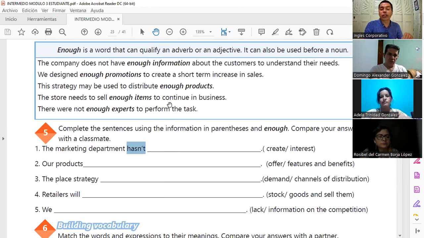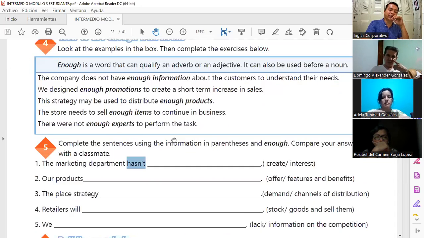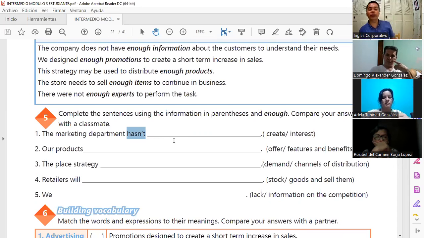And Carlos, also the position, look. It's not necessarily immediately after the verb, right? The position can change. It could be a negative sentence or positive, right? But the most important is, remember, like Rosibel says, first is enough and then the noun, right? That's the most important part you have to understand. Well, thank you for your question, Carlos.